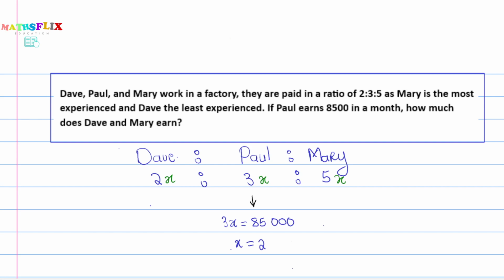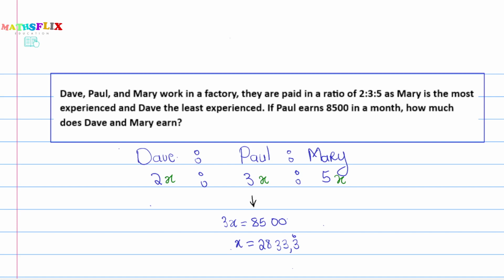2,833.3. And the 3 is recurring. Oopsie, I had made a mistake there. And the 3 is recurring. Meaning we can actually find out how much Dave earned and Mary earned.